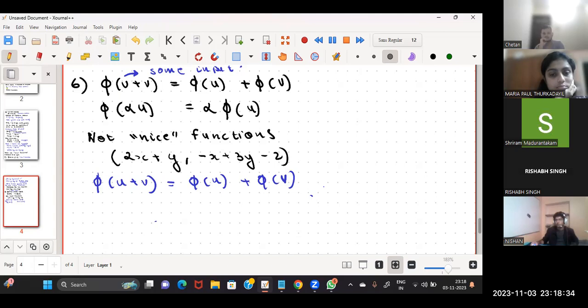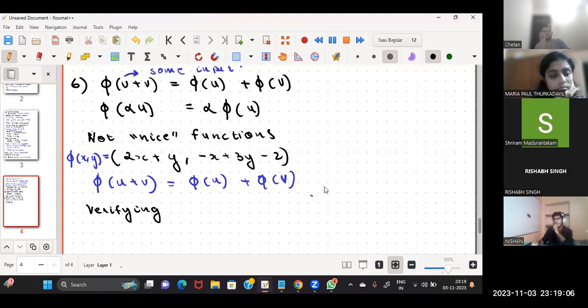What is phi here? Are we going to define phi? Phi is just a function. Not right now, but if you want, you can think of it as a matrix. If we want the output, then we need to define it. Oh, no, we have defined the function. Phi of x comma y is equal to 2x plus y, comma minus x plus 3y minus 2. That is phi. Okay, so now what is u and v?